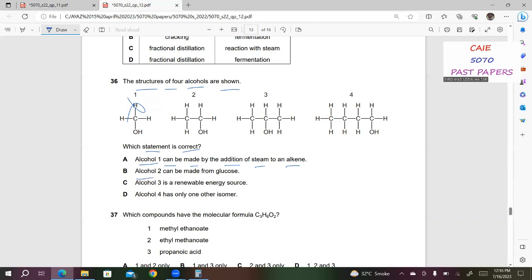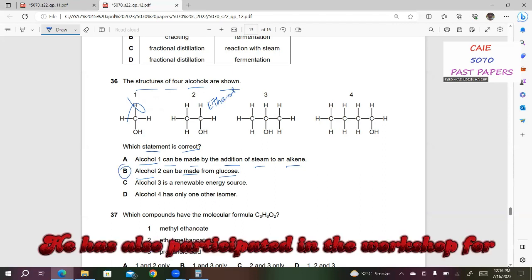Alcohol 2 can be made from glucose. This is correct because alcohol 2 is ethanol, and we can get ethanol by the fermentation of glucose. For your convenience, I'm reading the other statements. Alcohol 3 is a renewable energy source. This is wrong. This is not a renewable energy source.